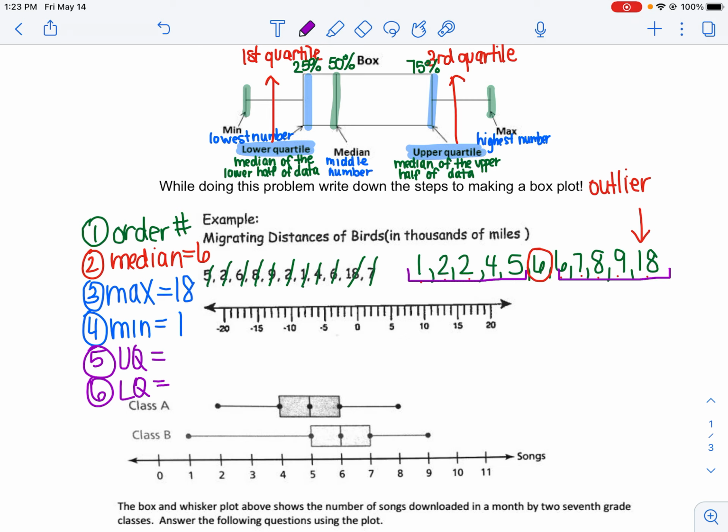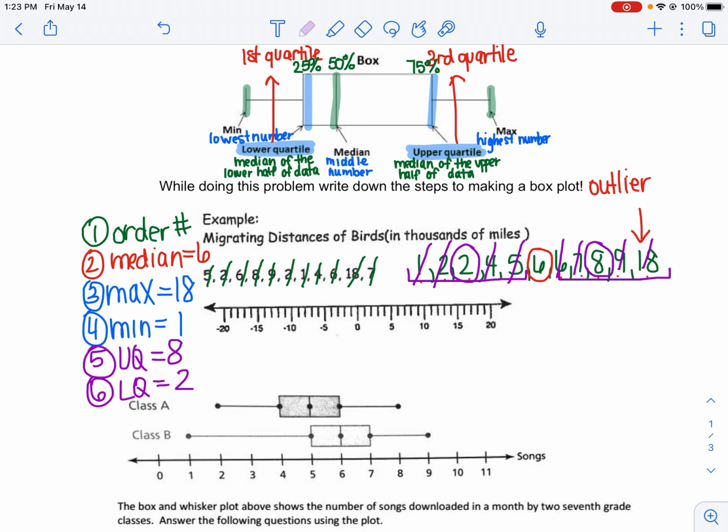So let's start with that upper quartile. So we can actually cross these out, going back and forth, and we locate that middle number, so that's 8. And then we're going to do the same on the lower side, and that number is 2. So what are you going to do with these 5 data points? They are going to help you construct your box plot.